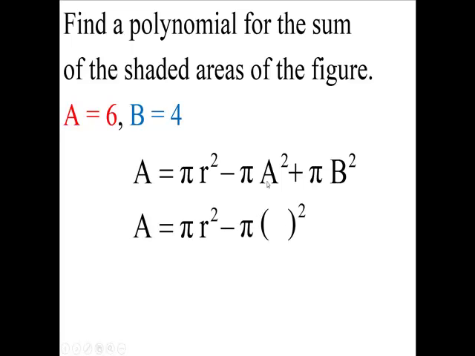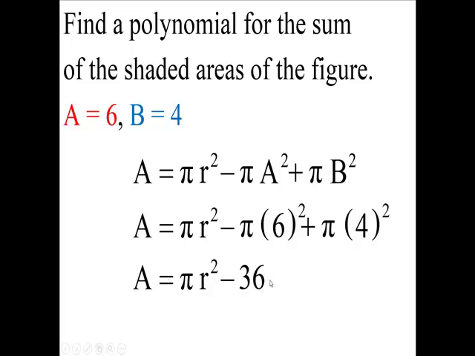And we know that A is what? A is this number right here, 6. And B is 4. So put a 6 in right here and a 4 in for the B. Now we have pi r squared minus, what's 6 times 6? Times the pi. Don't forget times pi. And then 4 times 4 is 16 times the pi.